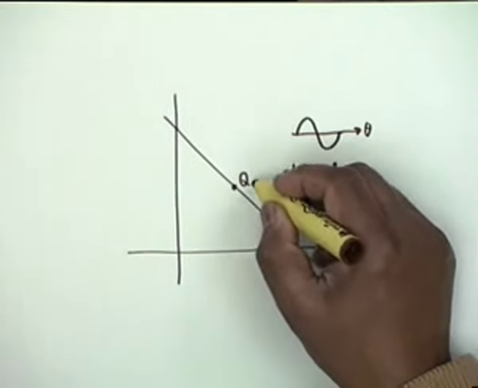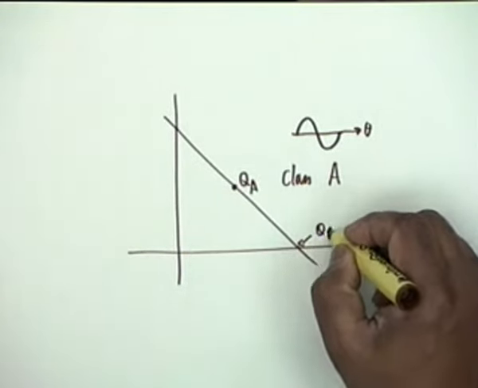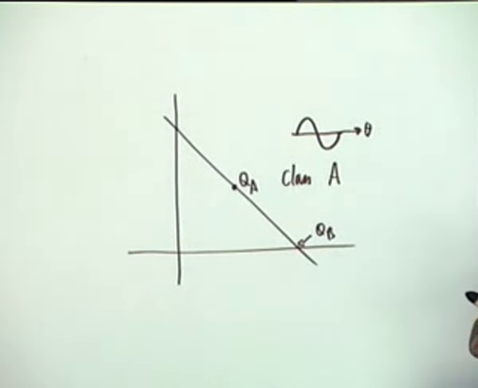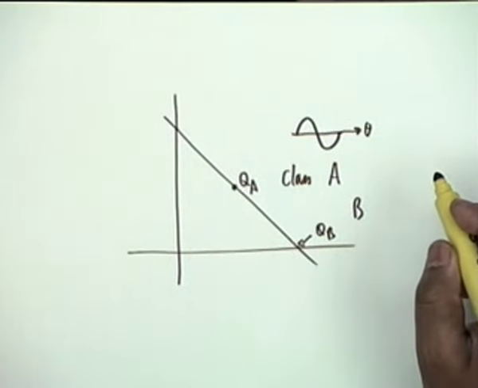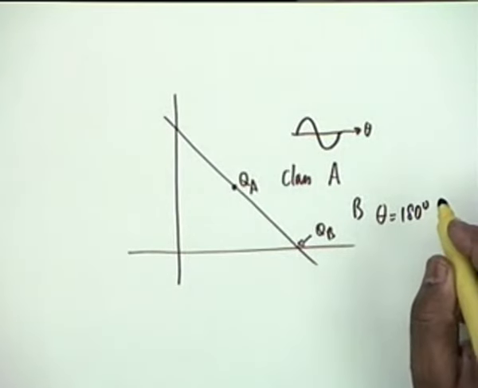On the other hand, if the Q point is here at the cutoff point, that is at the quiescent condition, no current flows in the collectors of the device, then this is called a class B operation. Obviously, in class B, the conduction angle theta is 180 degrees. It is only for one half cycle of the input that the current will flow in the device.